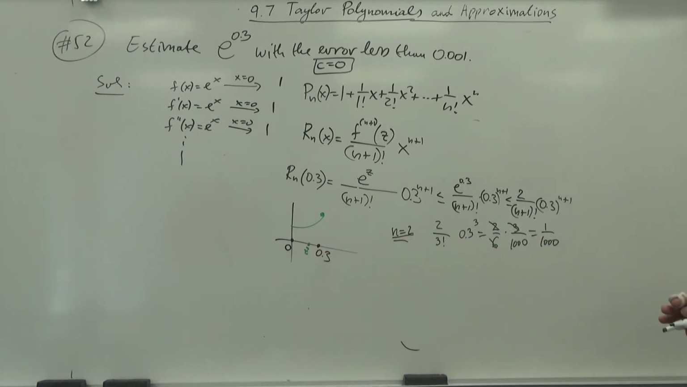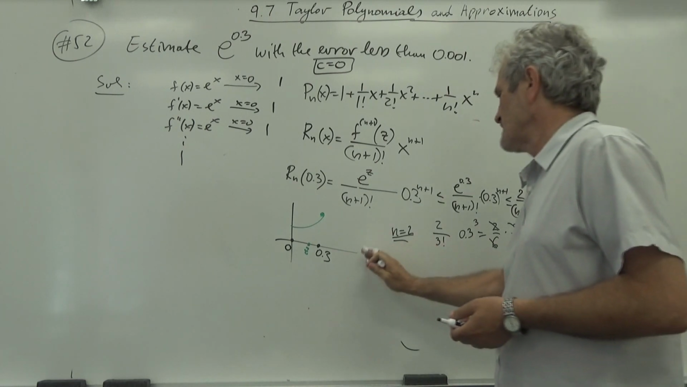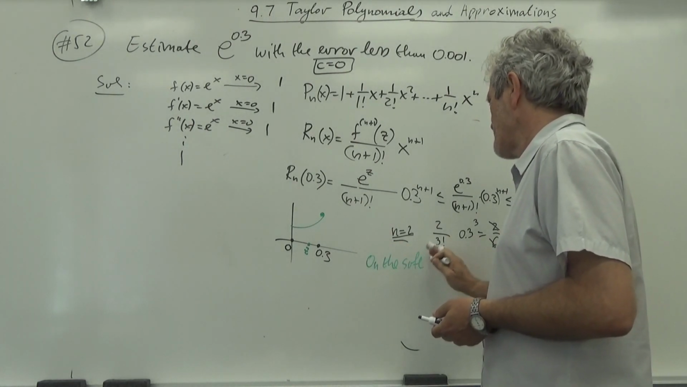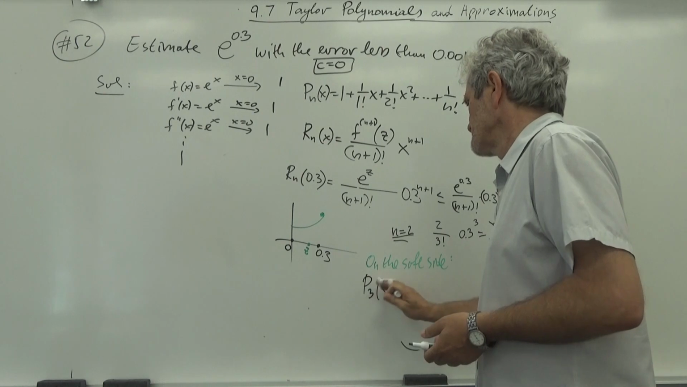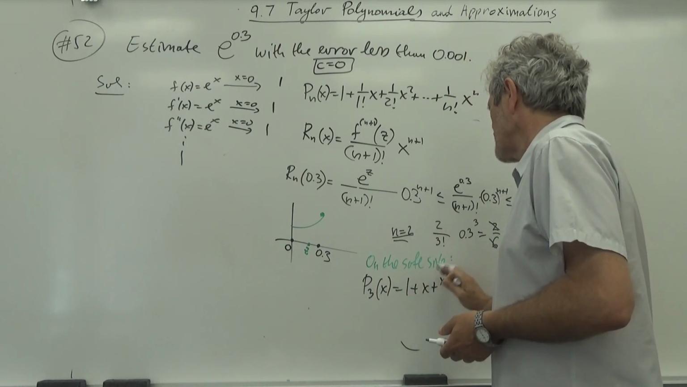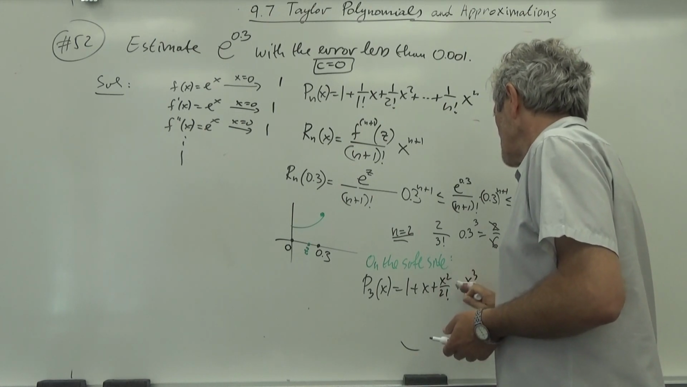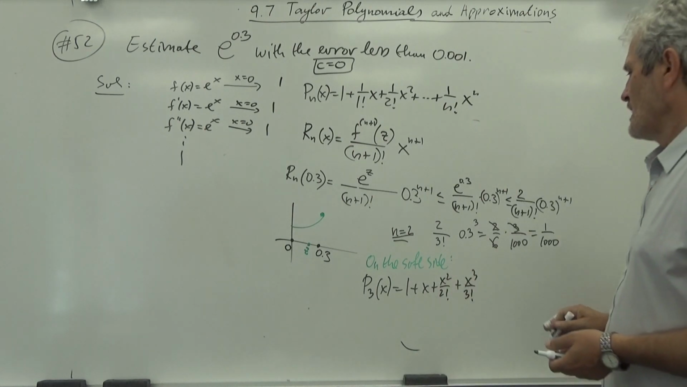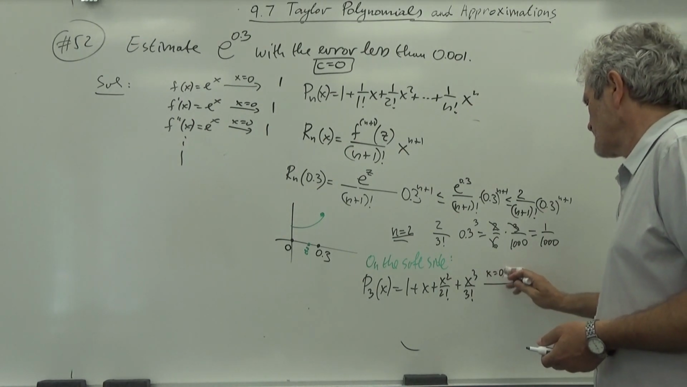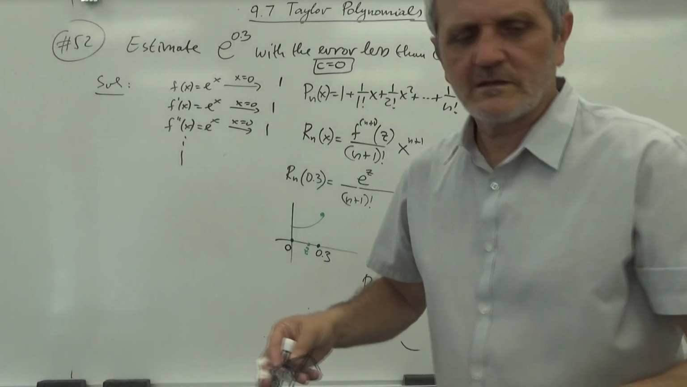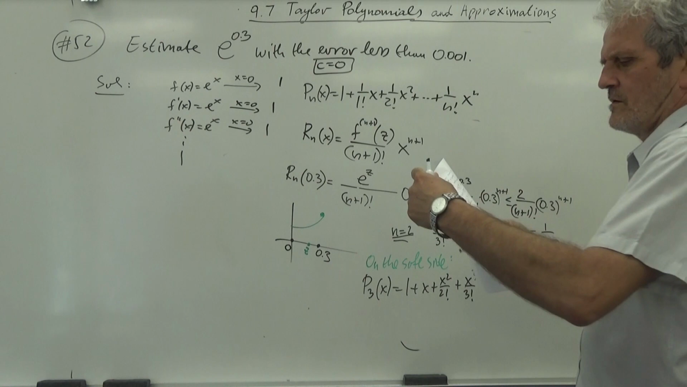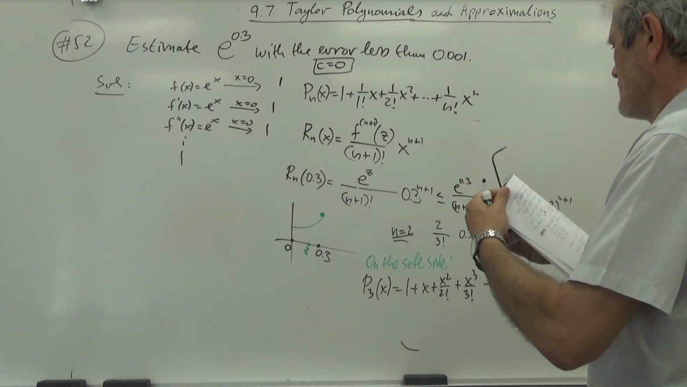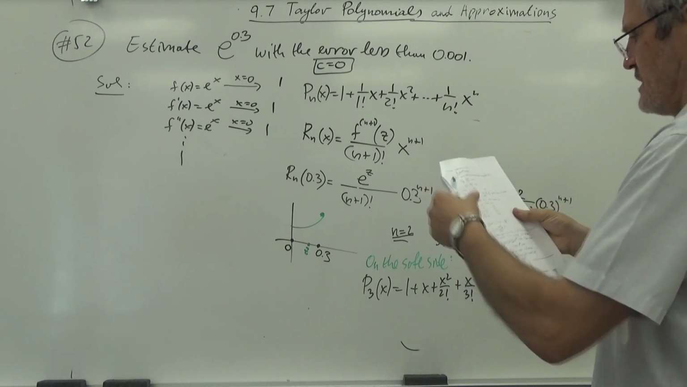So 2 is for sure good, and you can see that, but just to be on the safe side, I'll do P3. So 1 plus x plus x squared over 2 factorial plus x cubed over 3 factorial. And then when you plug in x equals 0.3, what are we gonna get? I don't know if I have that calculated. Yes, I do. So the result that we have is what?